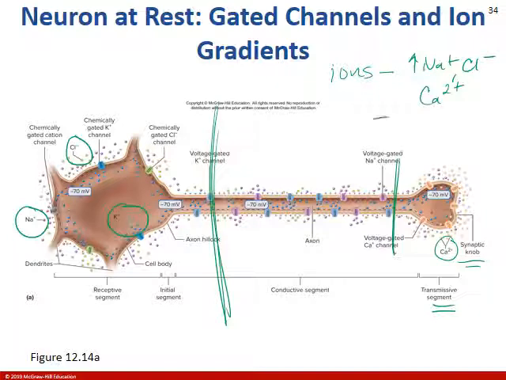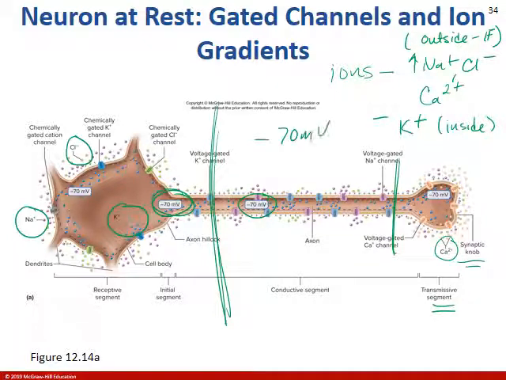Inside, we have more potassium ions. So potassium, this is inside. These are all outside. Hopefully we remember interstitial fluid. Another thing to notice, negative 70 millivolts is the resting membrane potential inside the neuron.